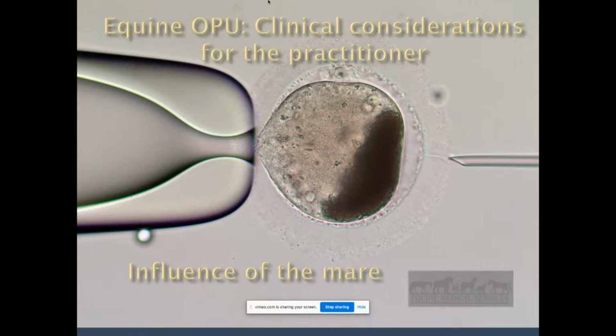And of course, OPU, in the US, we typically call it TVA for transvaginal aspiration or follicular aspiration or something like that. In Europe, they call it OPU. And I just don't like the sound of the word TVA, so I'll call it OPU for us today.